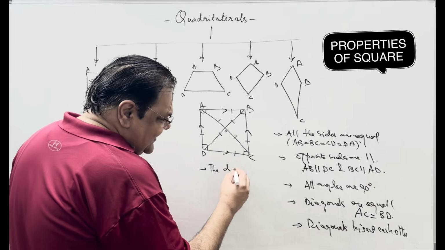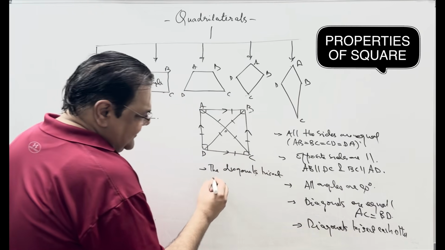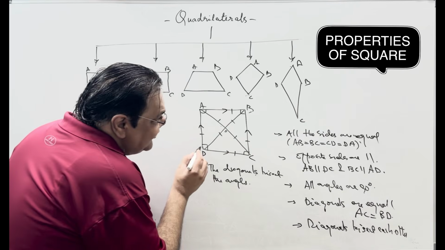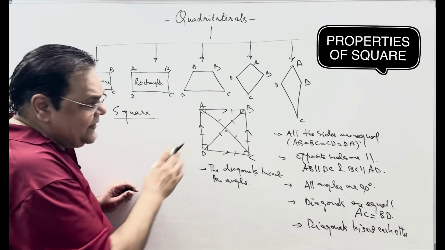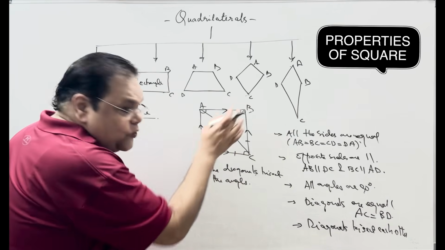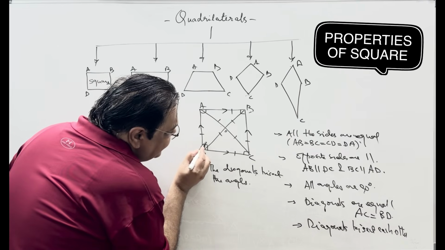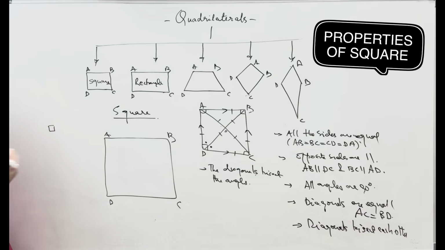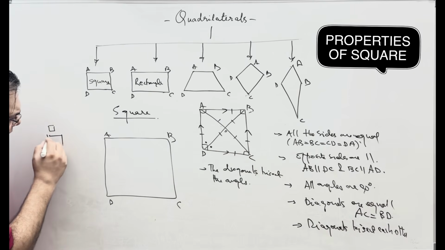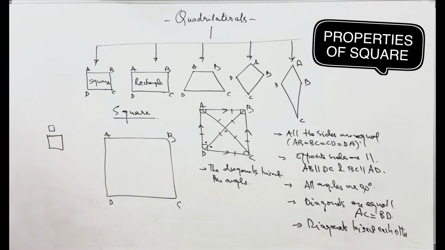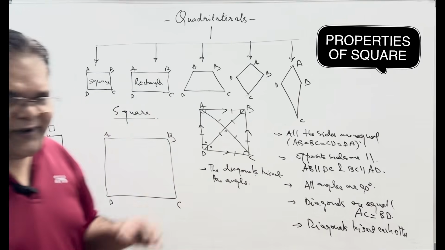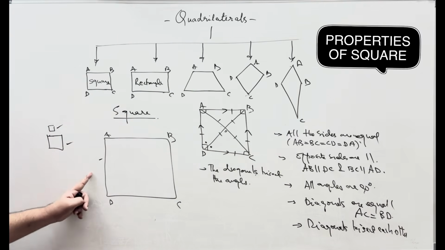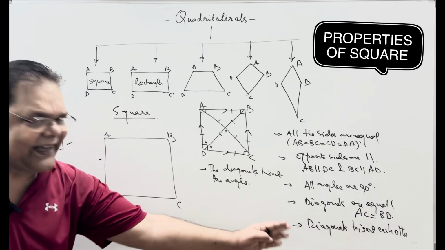The diagonals bisect the angles. When you make these two diagonals by joining these two vertices, this is equal to this. A square can be this or this, but these properties are the same for all squares. When we say square, these are the characteristics.